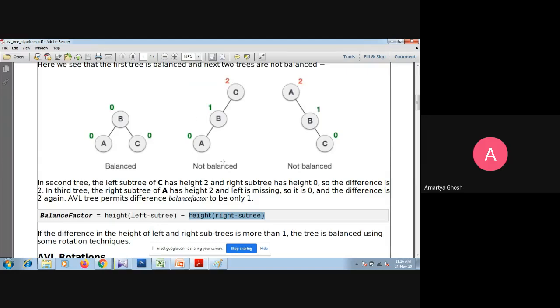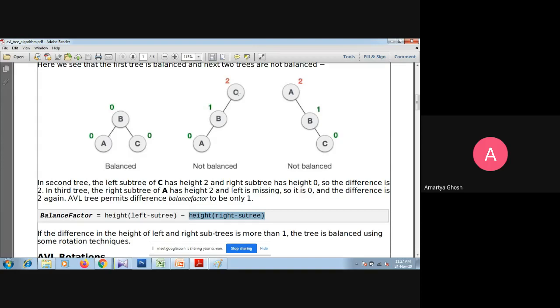You can see this tree is not balanced. Why is it not balanced? You can see A is a leaf node, terminal node, with no child. So what is the balance factor? Height of left subtree is 0 minus height of right subtree is 0. So 0 minus 0 is 0. Now for B, what is the height of left subtree? Only one child is there. So 1 is the height of left subtree. And what is the height of right subtree? There is no child. So that is 0. So 1 minus 0. So this is positive 1.